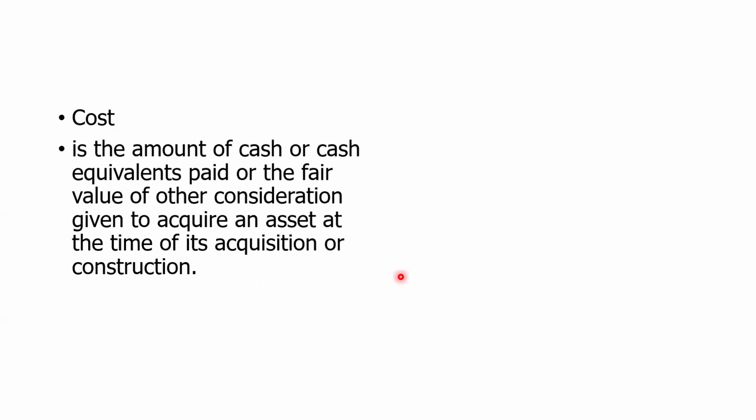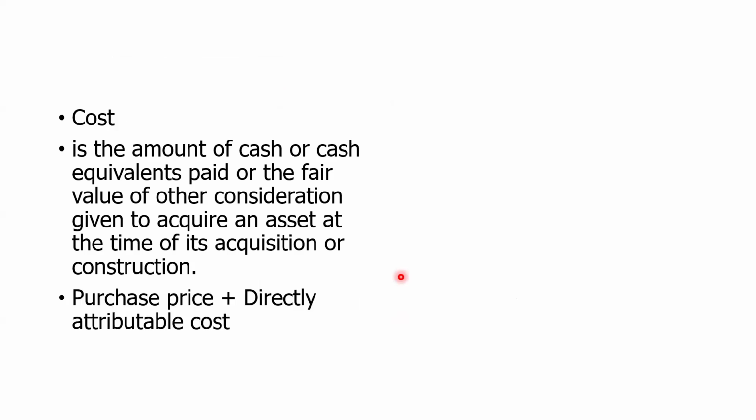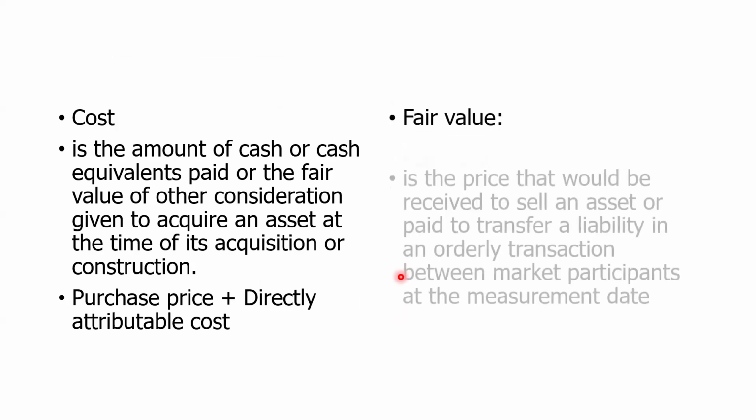All right. So now we move on. So by cost, the definition or explanation of cost: the amount of cash or cash equivalent paid or the fair value of other consideration given to acquire the asset at the time of its acquisition. That is the cost of the asset. It is the same as PPE: purchase price plus directly attributable cost. What about fair value? What does it mean?